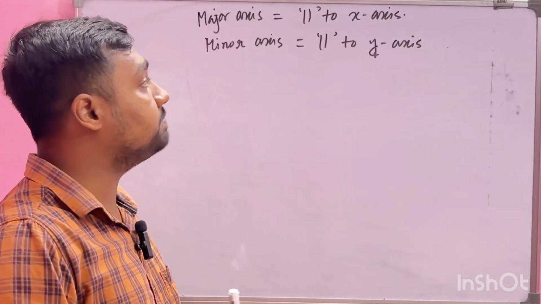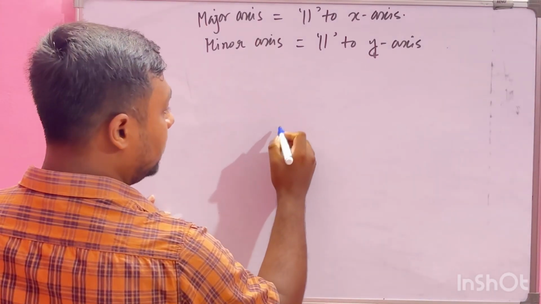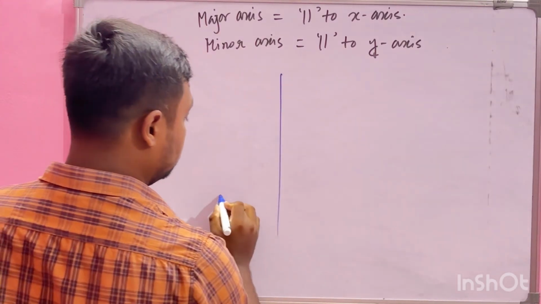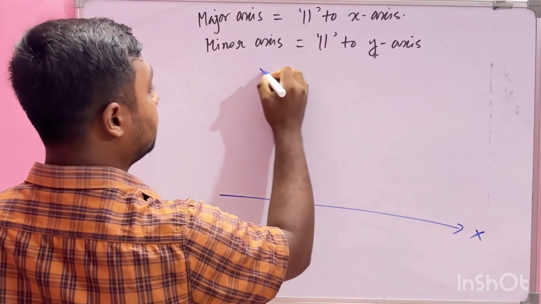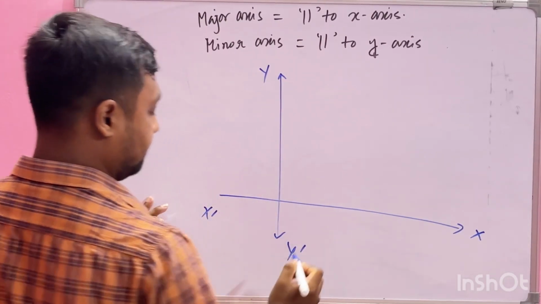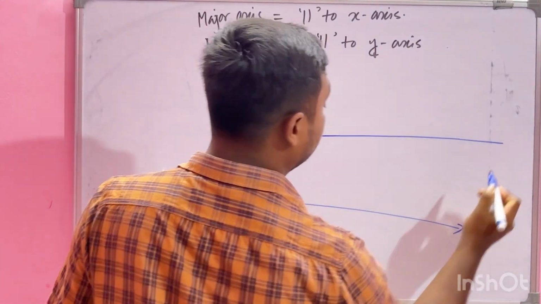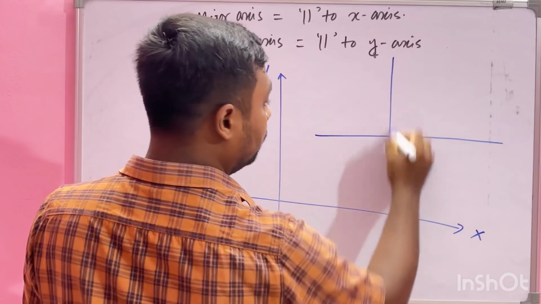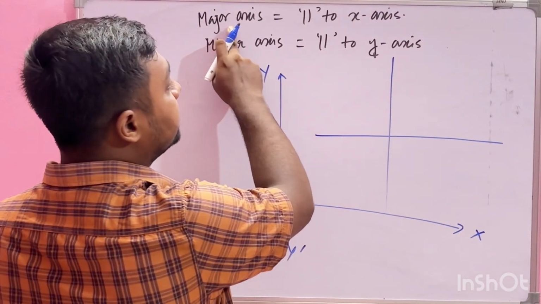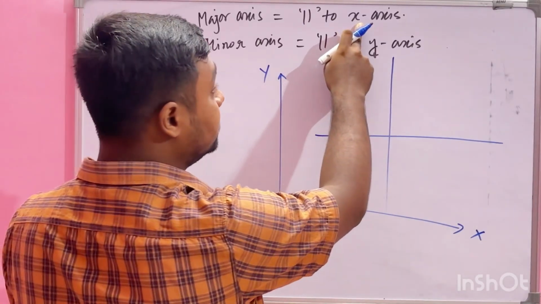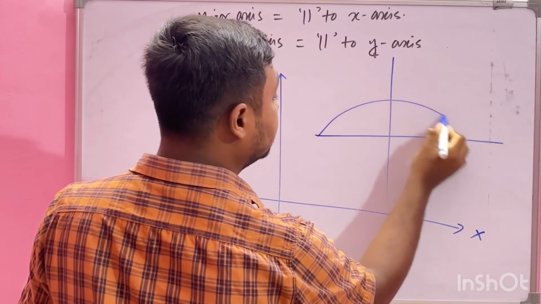So major axis is parallel to x-axis and minor axis is parallel to y-axis. So let's see how the ellipse looks. Suppose this is the coordinate axis. Then this is a line which is parallel to x-axis and this is a line which is parallel to y-axis. So major axis of the ellipse is parallel to x-axis. So that means this is your major axis. So the ellipse will look like this.